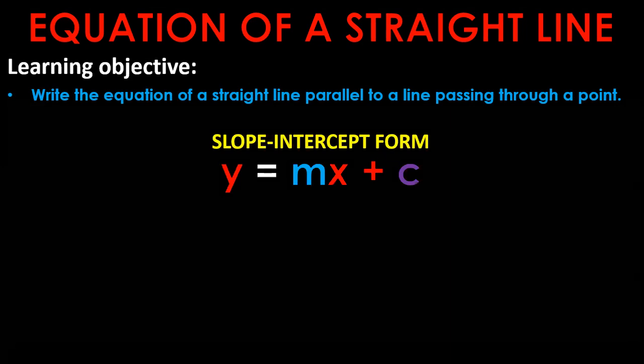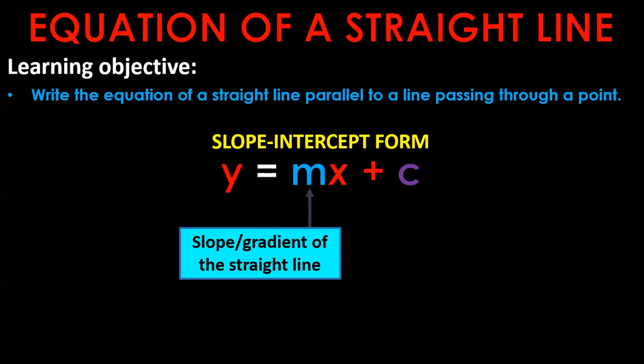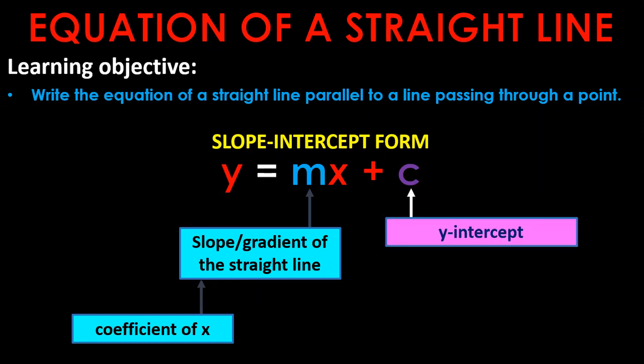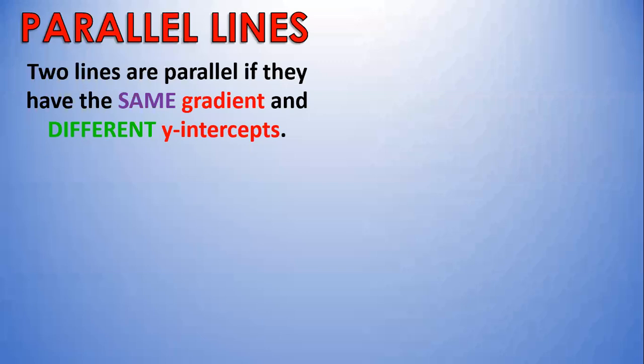To find the equation of the straight line, we can use the slope-intercept form, which is y is equal to mx plus c, where m is the slope or the gradient of the straight line, and m is also the coefficient of x. Let us look at c. C is the y-intercept, and c is also a constant.